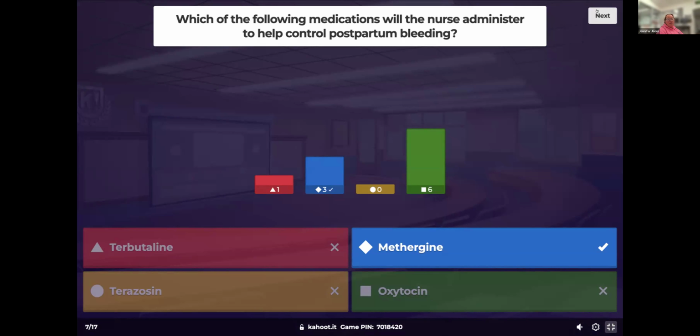Methergine is going to be used if you're bleeding a ton. And usually you'll give Methergine if the IV line has been stopped. So if you don't have any fluids running anymore and you just have a hook on your arm, then they'll usually give you Methergine because it's IM, but oxytocin is usually IV. So it depends on when the bleeding happens.